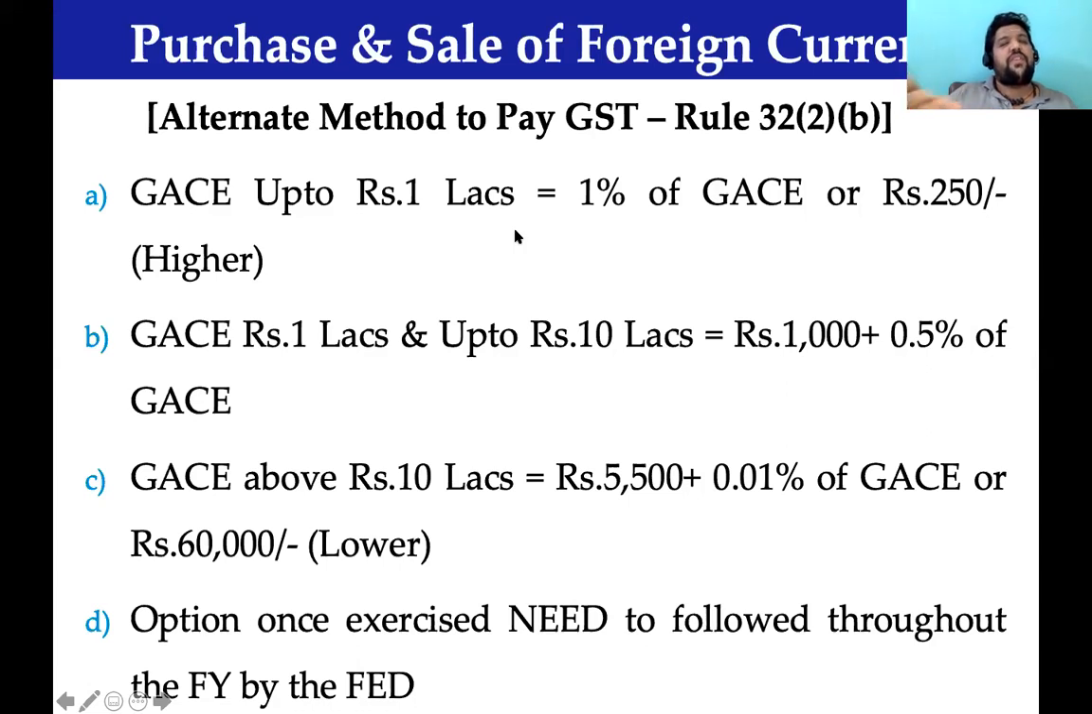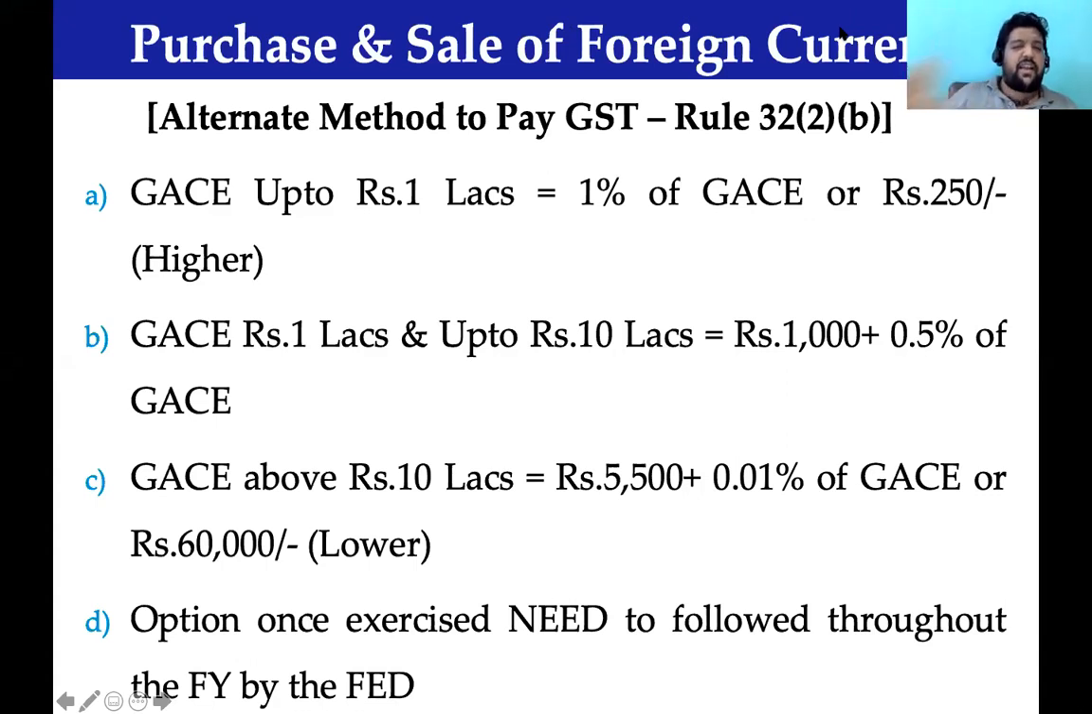Sir, how did you get 1,000? Very simple. 1 lakh into 1%, you'll get 1,000, plus 0.5% of the gross amount of currency exchange in excess of 1 lakh. You have that number, 52,000. 52,000 into 0.5%, roughly you will get 250 rupees. So 1,250 will be the value of supply.